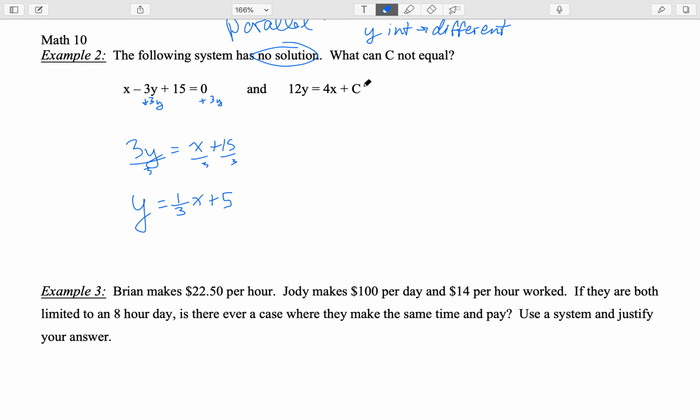And what about c? I don't know what c is, but once again, let's just solve for y equals. This is why we love y equals mx plus b, because it tells you so much. So 4/12, guess what? That's 1/3. Well, we already knew that. Cool. And then plus c divided by 12. I don't know what c is. But it says, what can it not equal? Hang on.